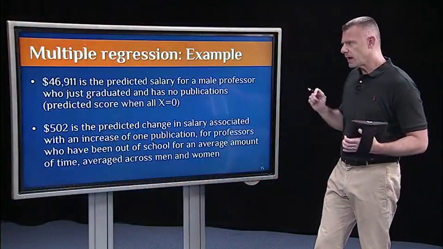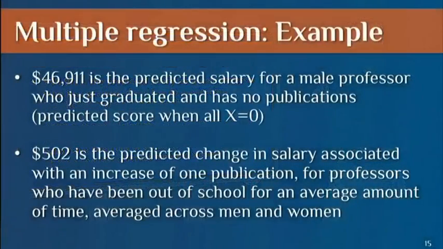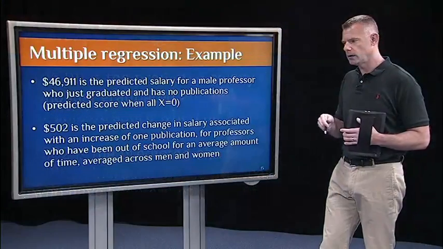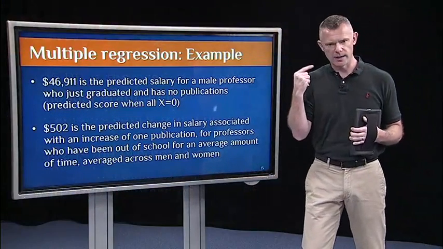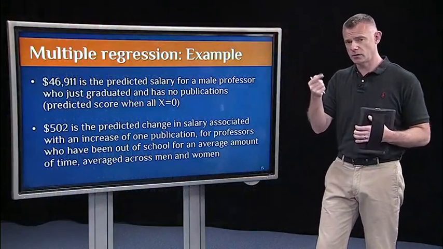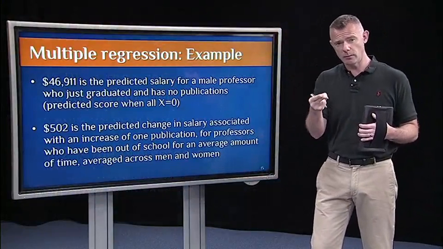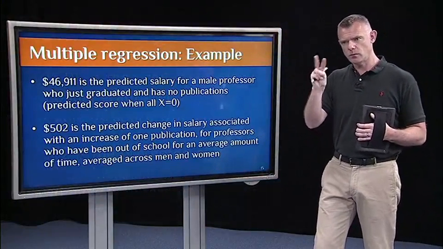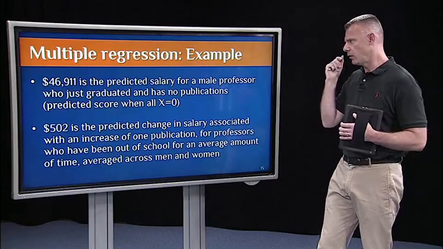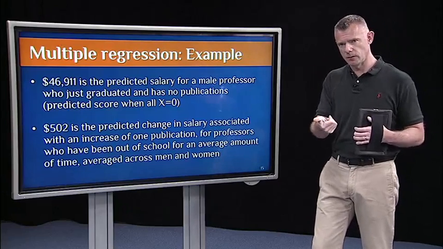So 46,911 was the regression constant. What is that? It's the predicted score on Y when all the X's are 0. So it's when someone has no time since their PhD, so they just graduated, they have no publications. And what was coded as 0? Well, I coded men as 0.